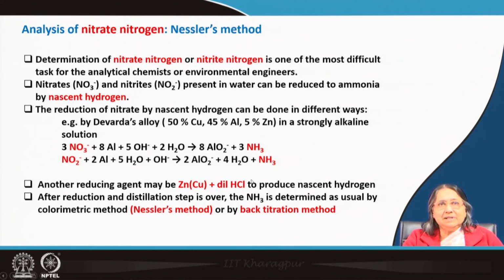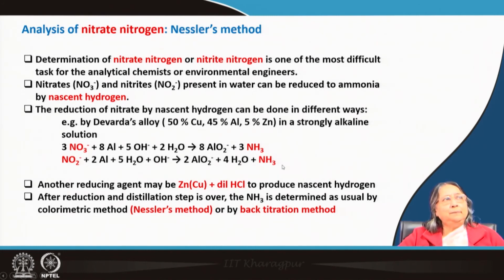Another reducing agent may be zinc copper, which is also some type of alloy. You can prepare it by putting zinc granules into copper sulphate solution. You will see immediately the blue color copper is deposited on zinc. After keeping it for some time, if you use it in acid condition, it will produce nascent hydrogen. After the reduction, you have to follow the same method as you have done for ammonia nitrogen determination.